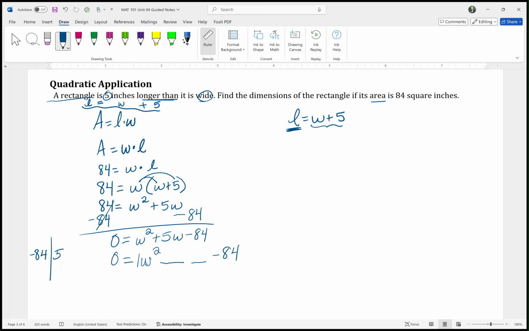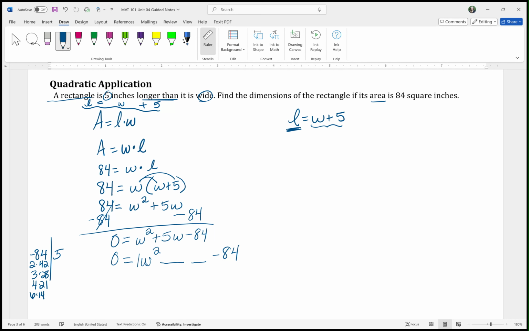Let's figure it out. 84 clearly is not going to give me 5. 84 divided by 2 is 42. 84 divided by 3 is 28. 84 divided by 4 is 21. 84 divided by 5 doesn't work. 84 divided by 6 is 14.